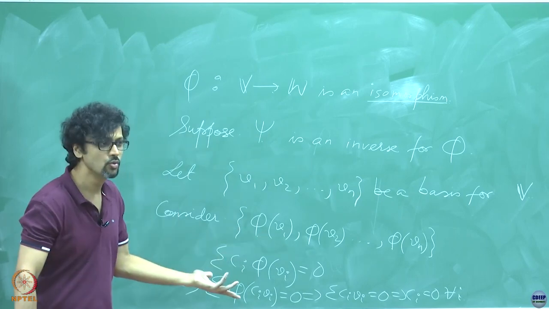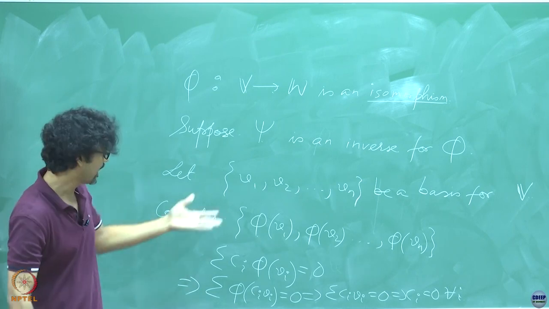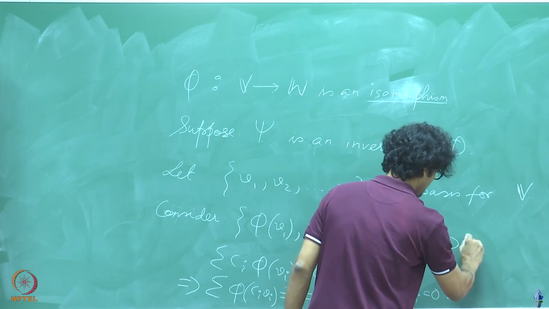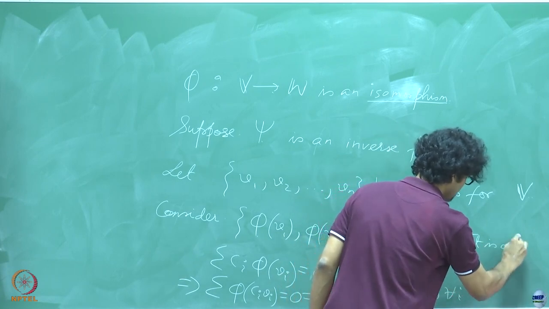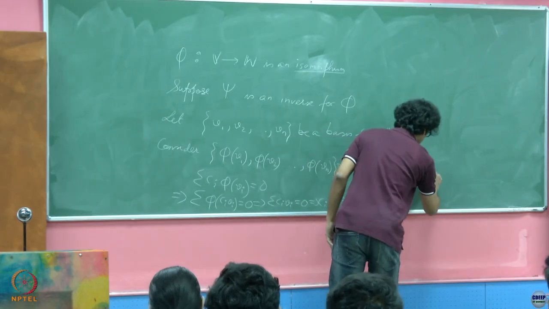It's onto, it's an isomorphism after all. Everything checks out. So it has to be a basis. It is a basis for W.